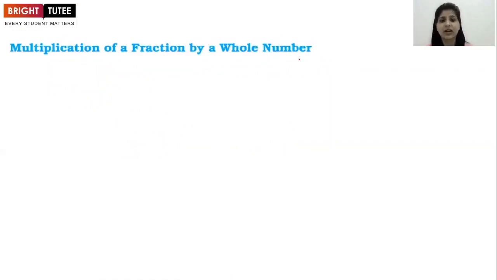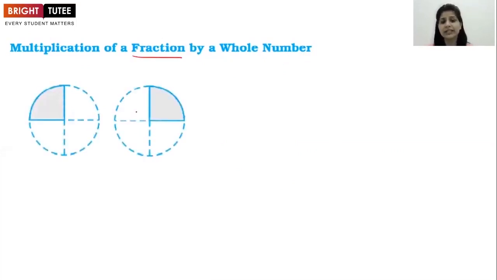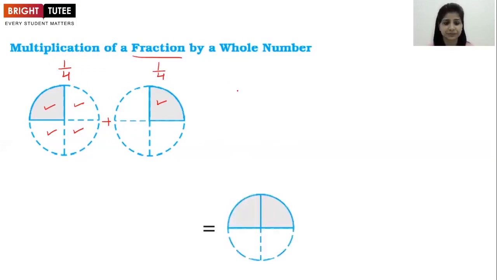Multiplication of a fraction by a whole number first. First of all, we will learn this, a fraction with a whole number. As you can see here, there are 4 equal parts, out of which 1 is shaded. So I can say this is 1 upon 4. Similarly, here out of the 4 equal parts, 1 is shaded, as you can see. So this also represents 1 upon 4. So 1 upon 4 and 1 upon 4, we can add them. If we add them, what will happen, students?